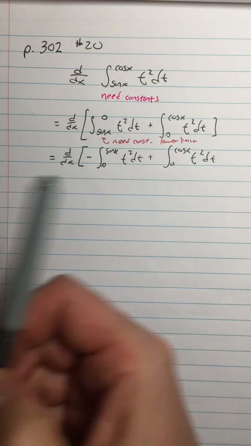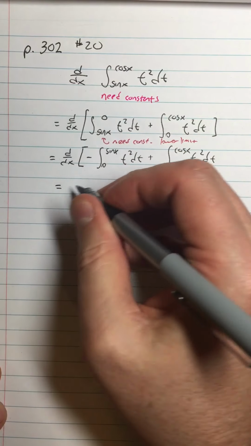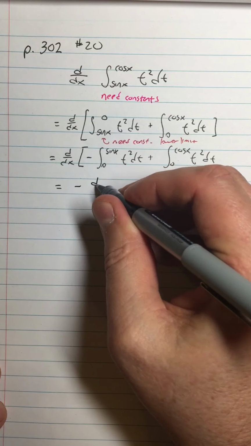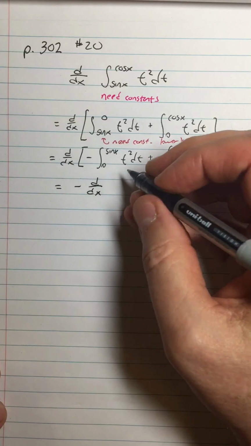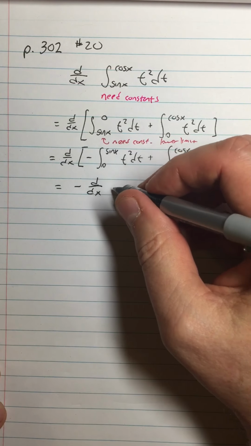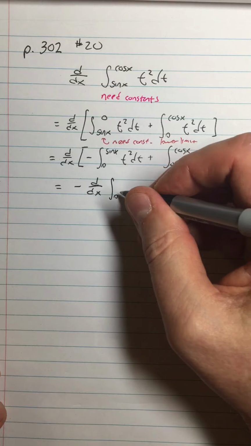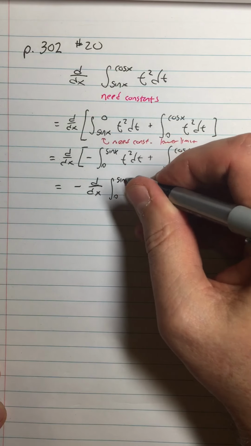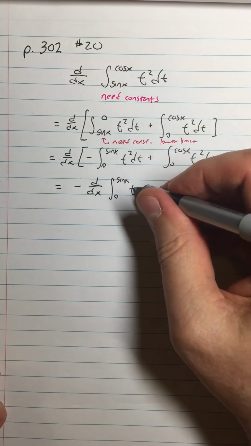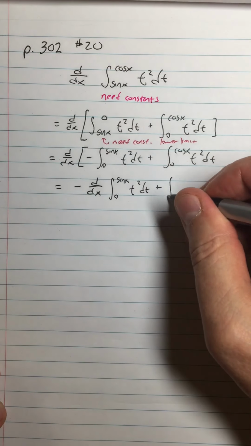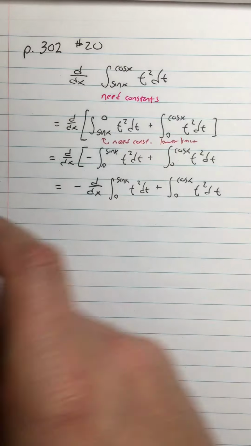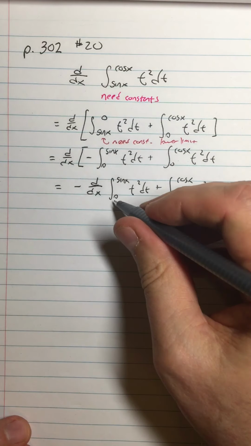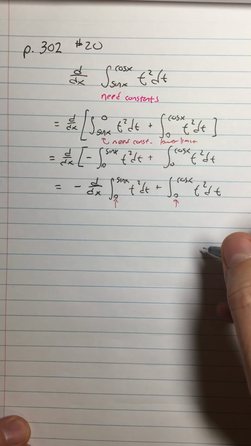All right, so you can sort of jump to the solution from here. I'm going to rewrite a little bit. I'm going to distribute the derivative, because the derivative of the sum is equal to the sum of the derivatives, which is equal to negative the integral from 0 to sine x, I just brought the negative out front, t squared dt, plus the integral from 0 to cosine x, t squared dt.